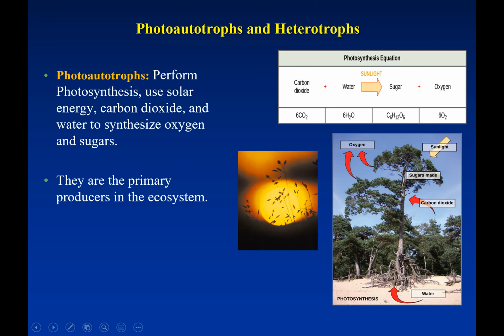And they are the primary producers in the ecosystem. That means super important. If something happens to them, it will affect the whole food chain, the food web, and the higher levels of the ecosystem.